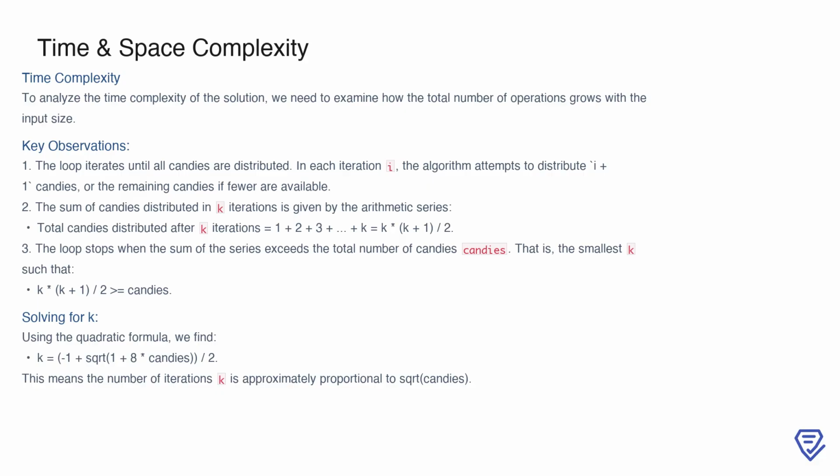Now, the total candies distributed after k iterations can be represented by the sum of the first k natural numbers, which is given by the formula k(k+1)/2. The loop continues until this sum meets or exceeds the total number of candies available. To determine the smallest k that satisfies this condition, we can solve the inequality k(k+1)/2 >= candies. Using the quadratic formula, we find that k is approximately equal to (-1 + sqrt(1 + 8 * candies))/2. This shows that the number of iterations grows roughly in proportion to the square root of the total candies, providing an initial estimate of the time complexity.